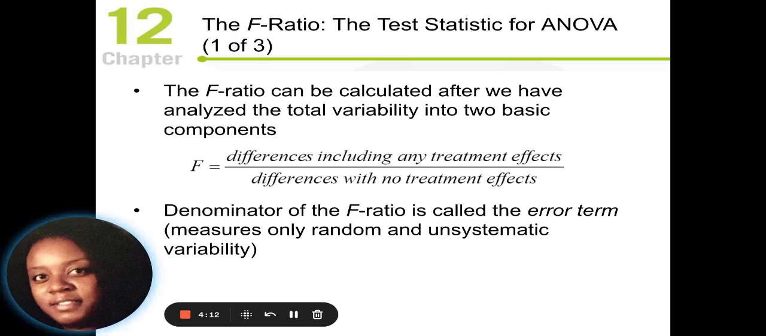The F ratio can be calculated after we have analyzed the total variability into two basic components. The denominator of the F ratio is called the error term, which measures only random and unsystematic variability in scores.